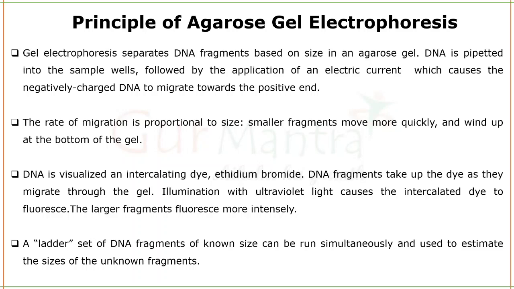You can visualize the DNA by using an intercalating dye, that is ethidium bromide. I hope that when you did agarose gel electrophoresis in your laboratory, you would have used ethidium bromide, usually at a 5 microliter amount. It is an intercalating dye: it goes in between the DNA and binds. That is why it is called intercalating.